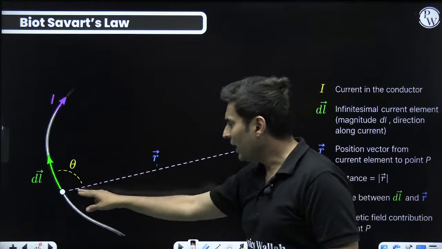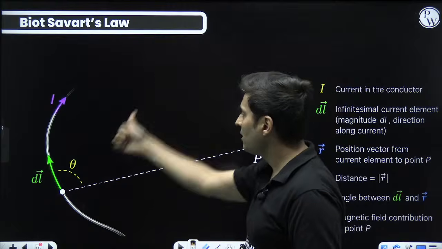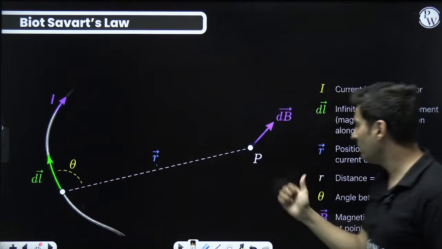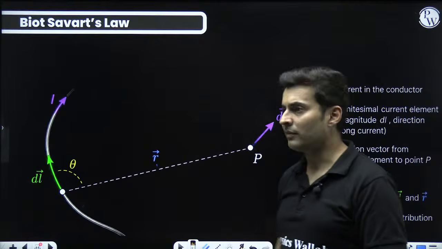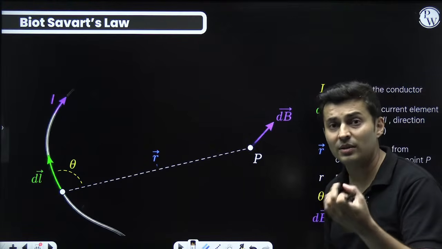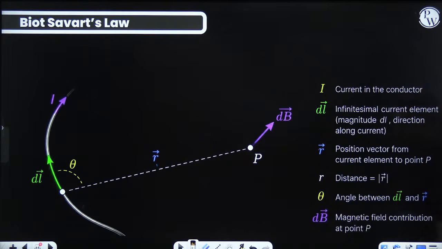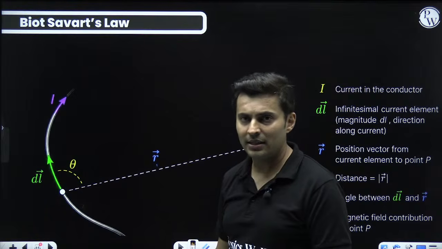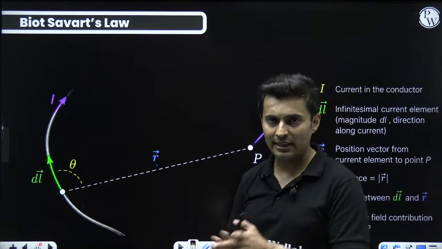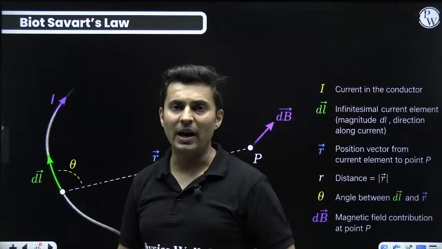What is r? r is where you are standing with respect to that current element. I am standing here, here, there. So it's a position vector: r is the position vector of wherever you are trying to find the magnetic field. The contribution will not be large, it will be small, so it will be dB. d stands for that small contribution, the magnetic field contribution at that point P. Theta is obviously the angle between that current element and that particular position vector. So these are the things you should know for the formula of Biot-Savart's law.